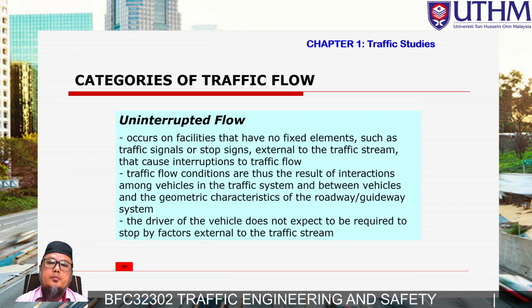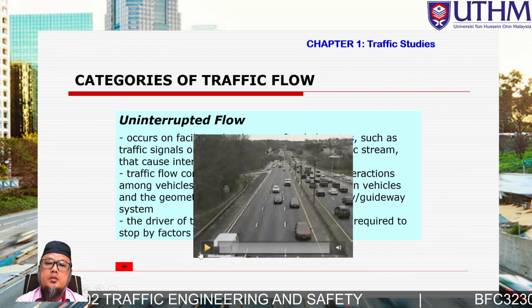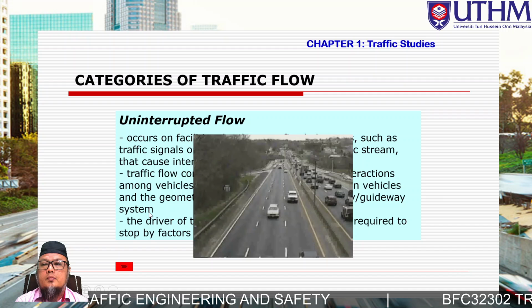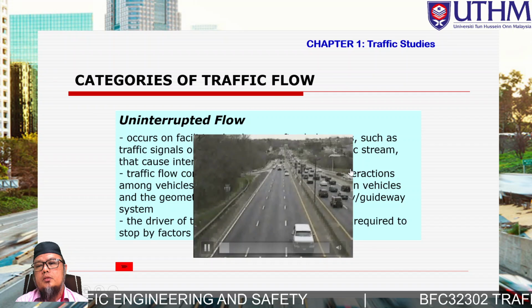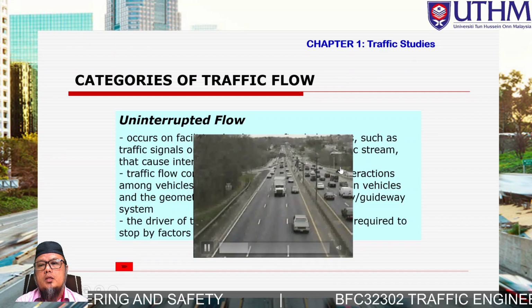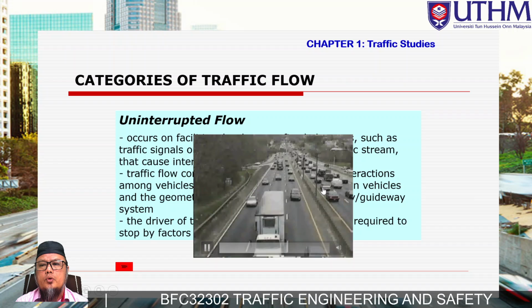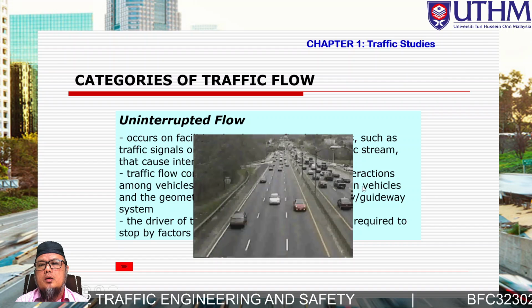Okay, we can see this particular slide to look at the scenario. So this one is uninterrupted flow. Both sides are considered uninterrupted flow because they don't have any fixed system or facilities to disrupt the flow. Even though this one has quite heavy flow and this one has less flow, both are considered uninterrupted flow.